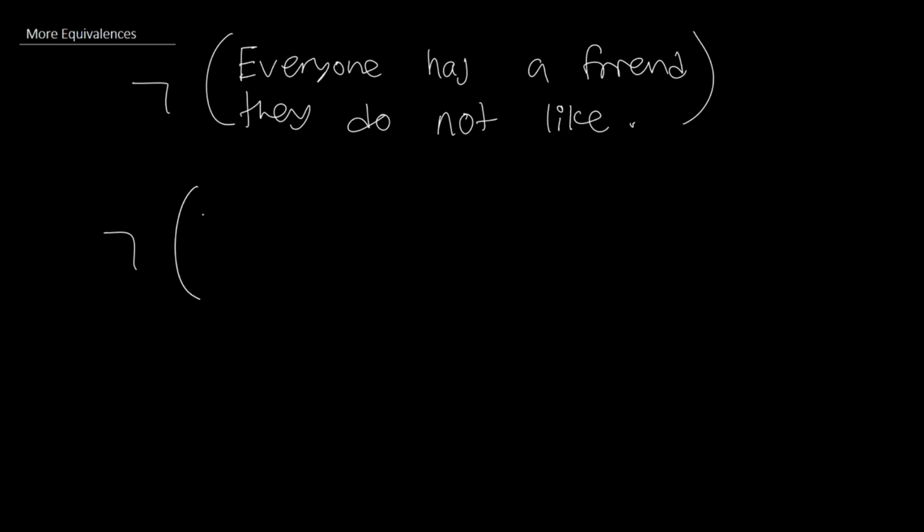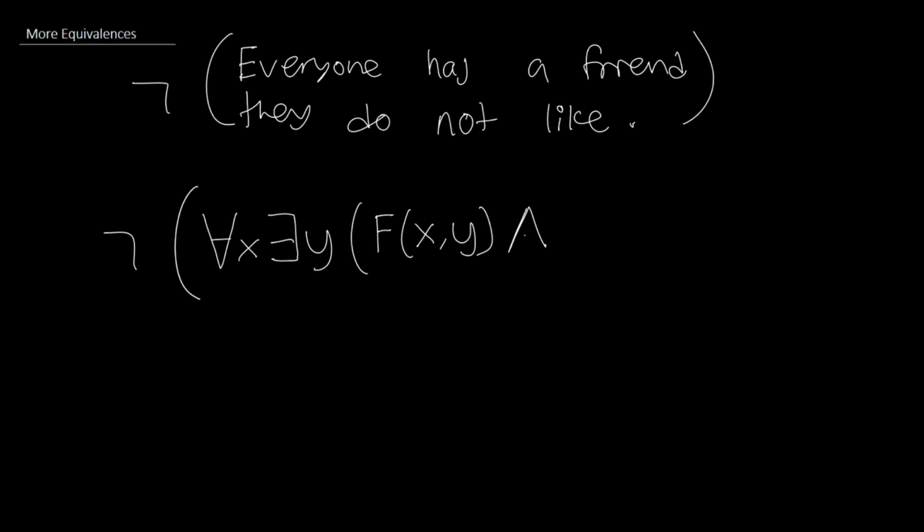Well, for all people X, there exists a person Y such that, and I'm going to introduce a symbol F here, and I'm going to say that it means X and Y are friends. So if I put X and Y here, this means that both X and Y are friends. And I'm going to attach an AND symbol there. So X and Y are friends, and X does not like Y, like this. We're going to use the L symbol to represent like. So if I attach a not in front of it, this means not like.